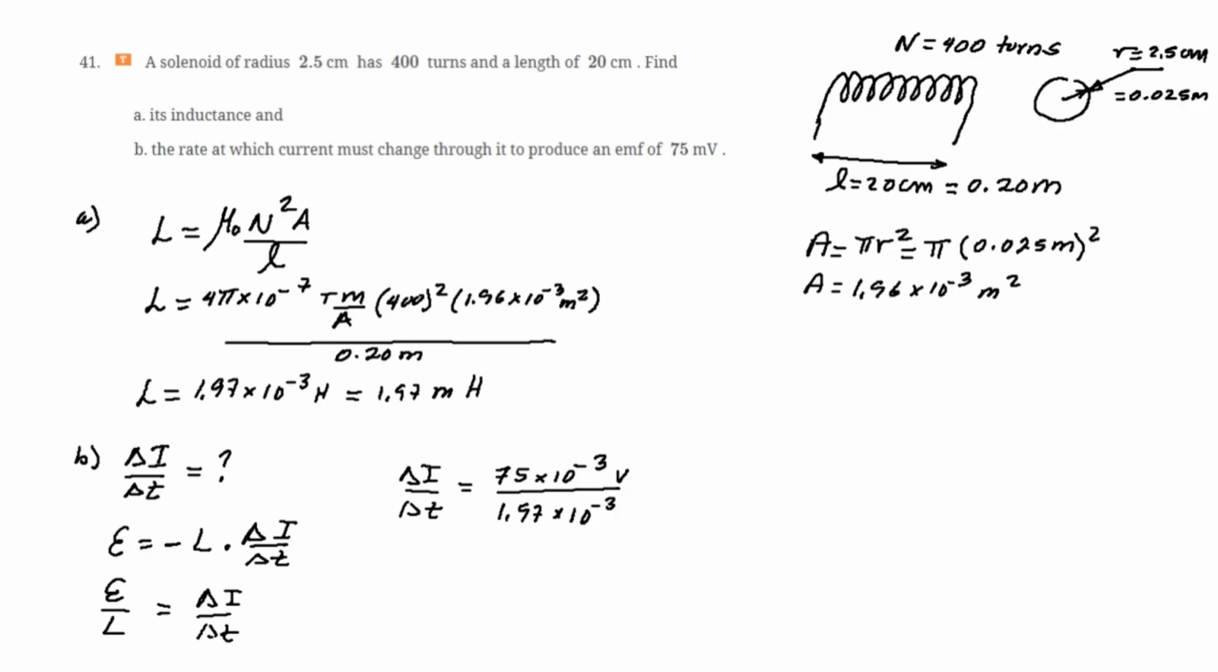So the rate of change of the current with the time is, when we calculate, 37.5 amperes per second. 37.5 amperes per second, which, to rewrite this with two significant figures, is approximately 38 amperes per second.